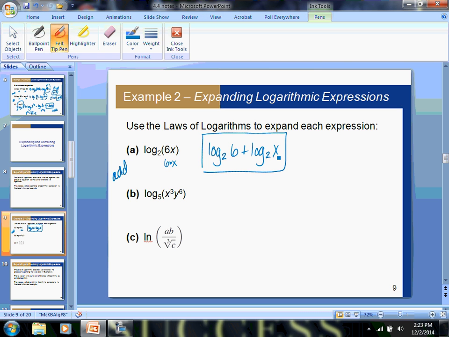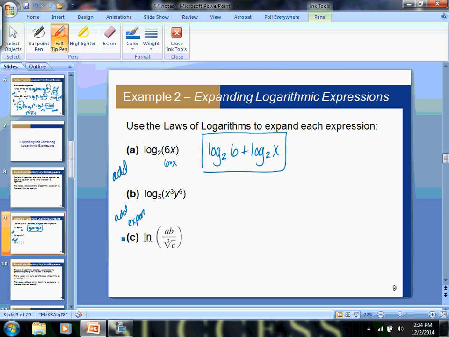Okay, for part B, there's really a couple different properties that are going on here. The x to the third and the y to the sixth are being multiplied, so we're going to expand them with addition. We're going to change that multiplication into addition. And then we also have the 3 and the 6 as exponents, so we're going to drop that down. I guess I'll just put exponent as a little note there.